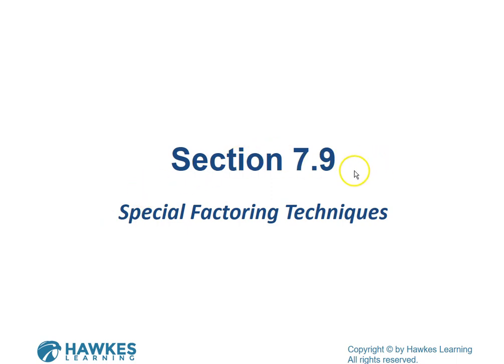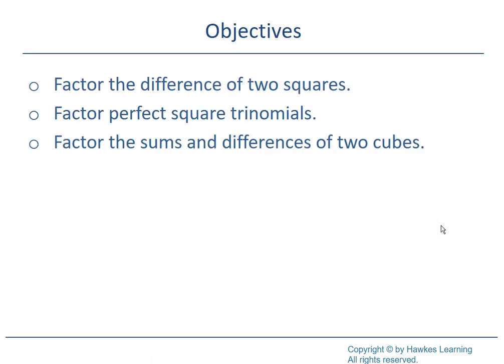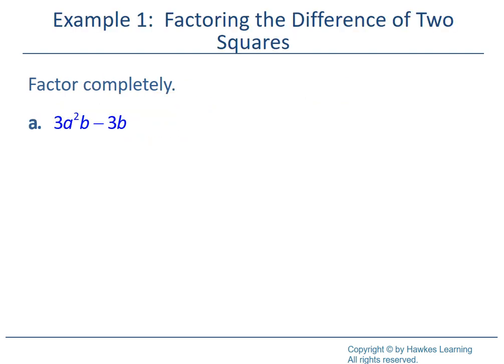In section 9 of chapter 7, we're going over special factoring techniques. We want to factor the difference of two squares that we had earlier, and then factor perfect square trinomials that we mentioned earlier. And then we're introducing a new topic, the difference and sum of cubes. So again, take some good notes.